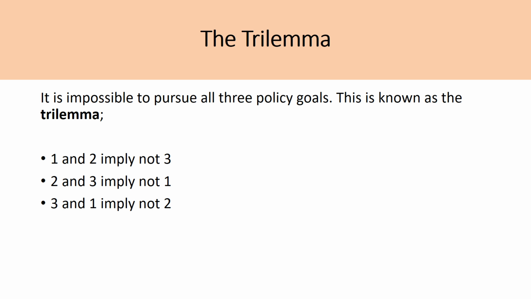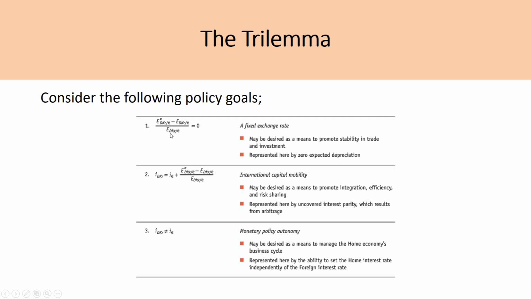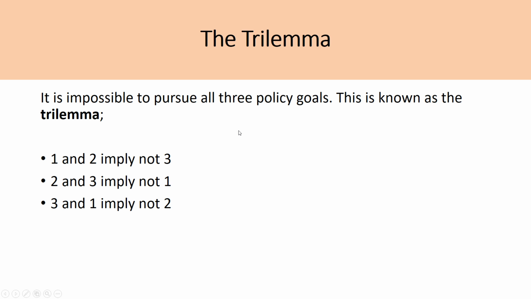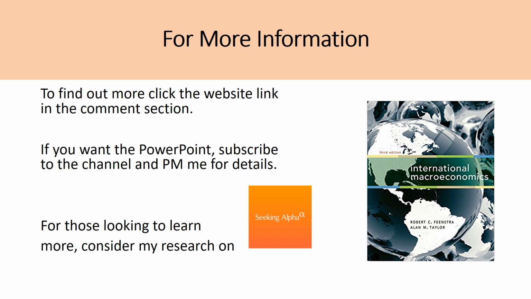So 1 and 2 imply not 3, 2 and 3 imply not 1, 3 and 1 imply not 2, right? So 1 and 2, where you have a fixed exchange rate and international capital mobility, imply not 3, so you can't really deviate away from the foreign interest rate. 1 and 3, if you have a fixed exchange rate and monetary autonomy, then you can't have international capital mobility and you have to restrict all capital flows. And 2 and 3, if you have monetary policy autonomy and international capital mobility, you can't fix your exchange rate. So that's the trilemma. Other than that, that's it for the chapter.